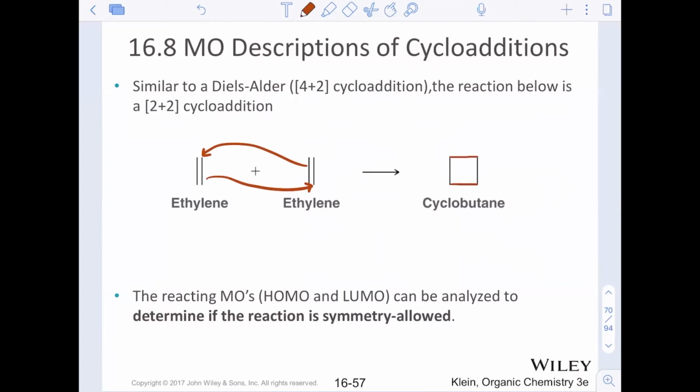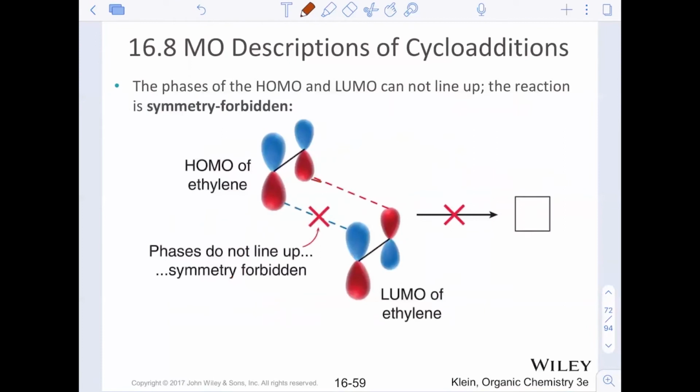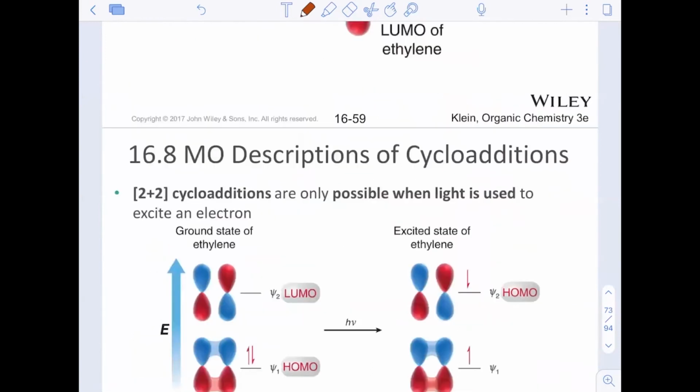Now the reacting MOs, the HOMO and the LUMO, can be analyzed just as the same before, okay? So we took the HOMO of one ethylene and the LUMO of the other, and we said, will symmetry allow this? Well, look at the top of one and the bottom of the other. Do they match up? Is there a way to match them up? Looking at this here, I don't see it. It doesn't work. One matches up, but then the other one doesn't, right? They're not the same as they were before. So because the phases don't line up, symmetry is forbidden here with the straight up reaction, all right?